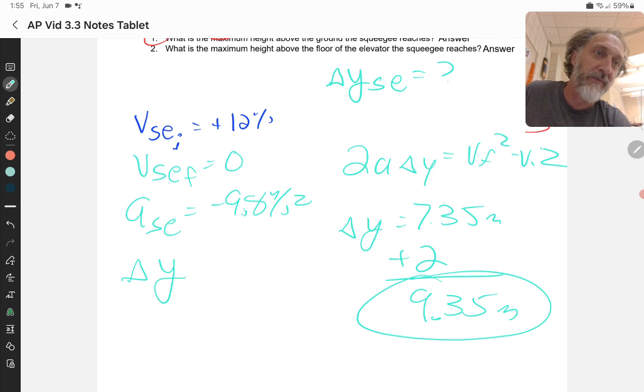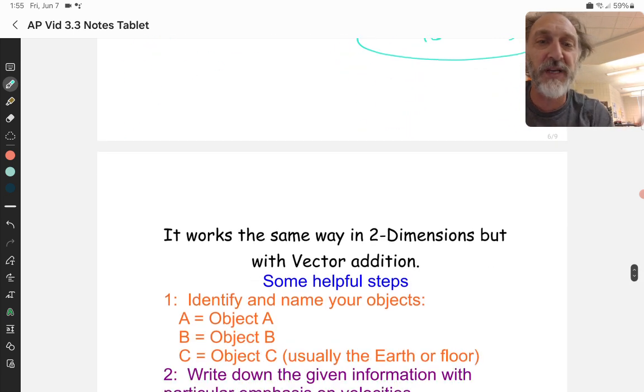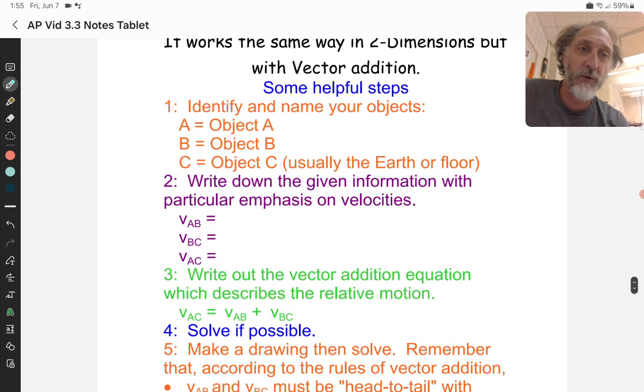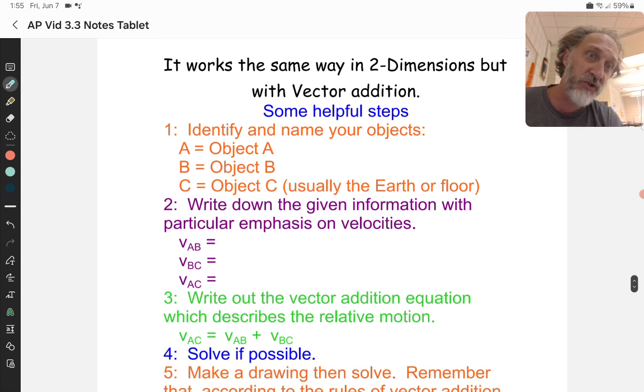One-dimensional relative motion. Now, it turns out it works the exact same way in 2 dimensions, but you just got to keep track of your i's and j's, right? You got to keep track of your direction. All right, now sometimes these problems work out really easily, and you're literally just adding i's and j's. Sometimes they're a little bit more complicated. All right, so here's your recipe for solving 2-dimensional relative motion problems.